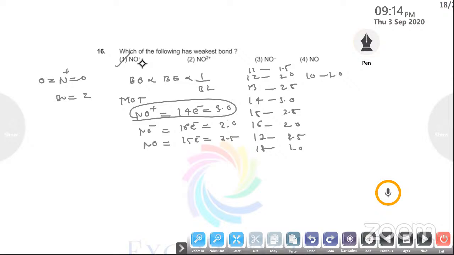Understand? So please note down this shortcut method. You can apply it for homodiatomic molecules and heterodiatomic molecules also, right? This structure is similar to CO2. CO2 bond order is 2. Similarly, here NO2 plus bond order is 2. So you can see the relation here. You can apply the relation to find out the bond energy or bond strength order, right?